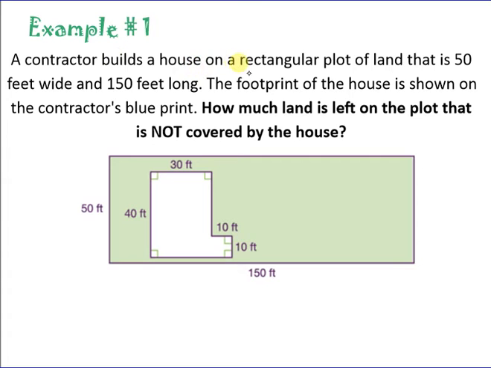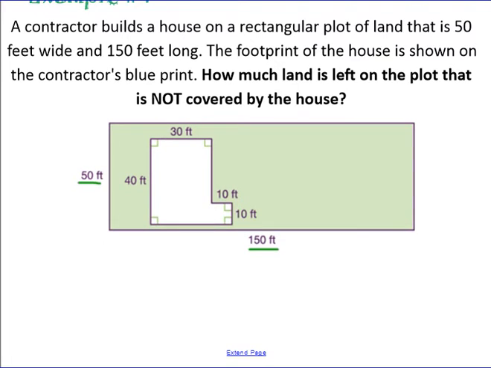A contractor built a house on a rectangular plot of land that is 50 feet wide and 150 feet long. So 50 feet wide and 150 feet long. The footprint of the house is shown on that contractor's blueprint. So here's the house, and then the green is the land. How much land is left on the plot that is not covered by the house? So it wants to know how much area is the land that's not covered by the house. So what is the area of the shaded region?